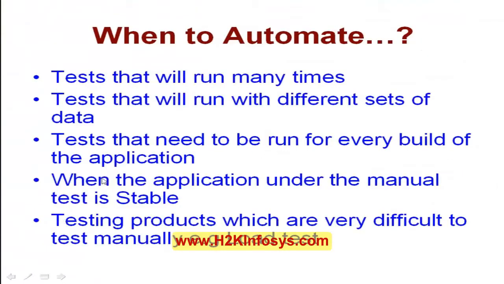So this point is talking about when the application under manual testing is stable. Okay, if the application is stable, then only generally we will go for automation testing. Okay, and testing products which are very difficult to test manually. It means there will be some scenarios in which we cannot test the applications manually. In that case, we will go for automation.